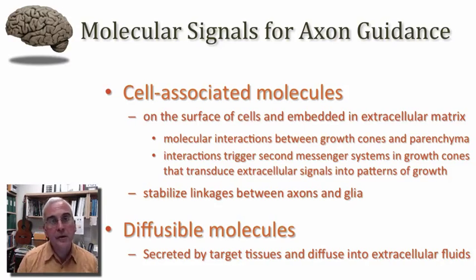Now, the diffusible molecules, as I mentioned, are secreted by target structures and diffuse into the extracellular spaces. So then by definition, the diffusible molecules can act over a much greater distance within the central nervous system or outside the CNS in the embryo than can the cell-associated molecules that are anchored to a membrane or the extracellular matrix. Okay, what I'd like to do next is to consider some specific examples of cell-associated molecules to give you a feel for what kinds of actions they may mediate.